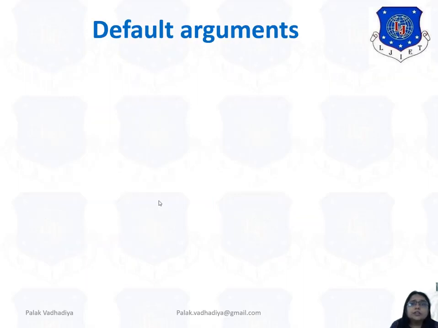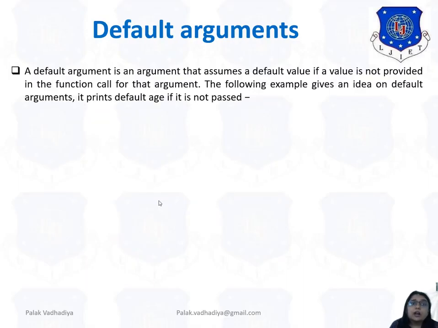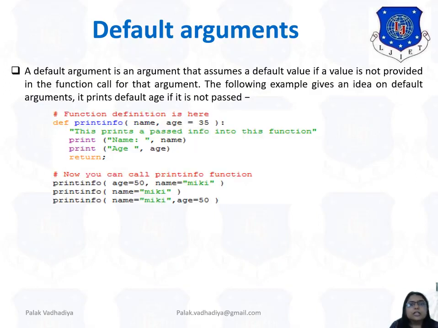Now next is default arguments. A default argument is an argument that assumes a default value if the value is not provided in the function call. The following example gives you an idea about how a default argument can be passed inside the function. Here I have written the same function, print info with name, but in place of age, I have defined 35.